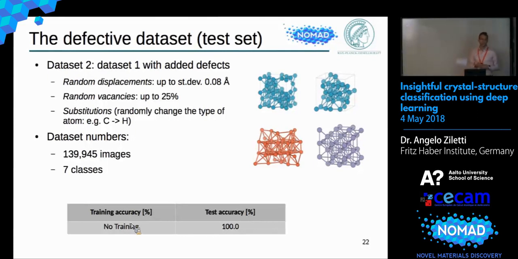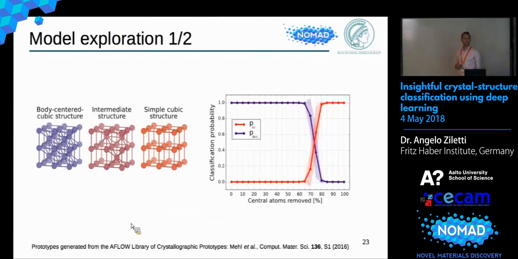And now we want to explore our model. Let's say you have a body-centered cubic here and a simple cubic. You can see from this image that if you remove this central atom, all of them, then you get simple cubic. So it's very simple to realize. Now you can remove some of them, and not all of them. The neural network only knows about the BCC and the simple cubic.